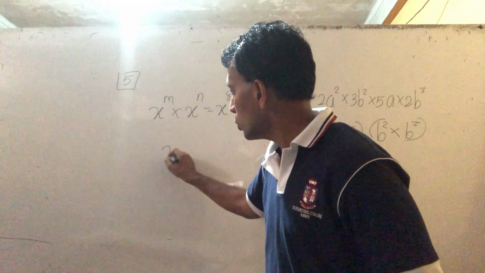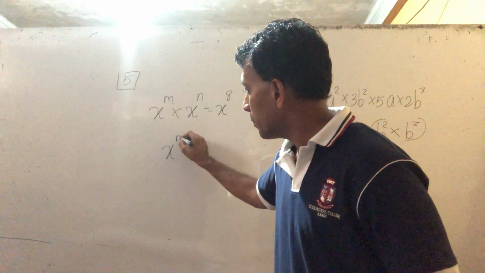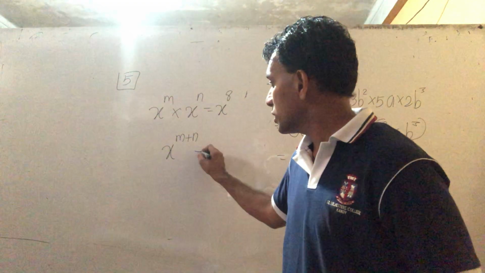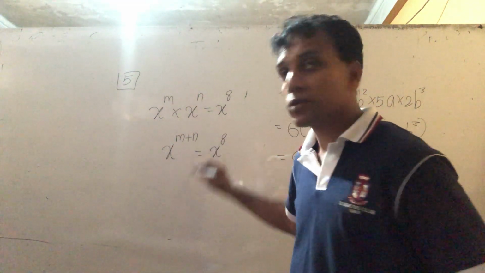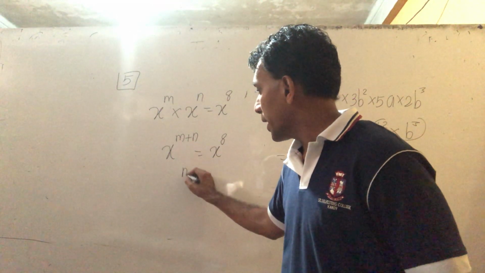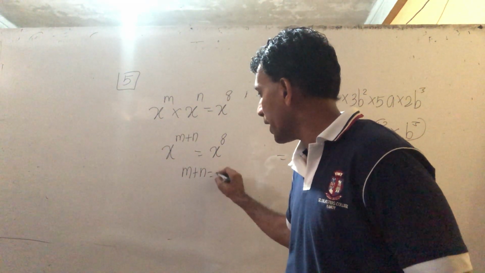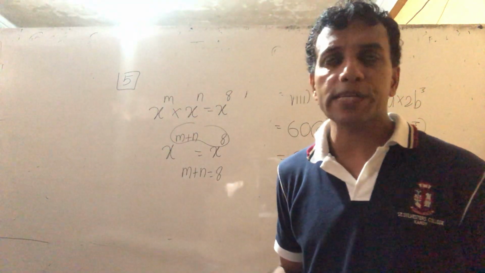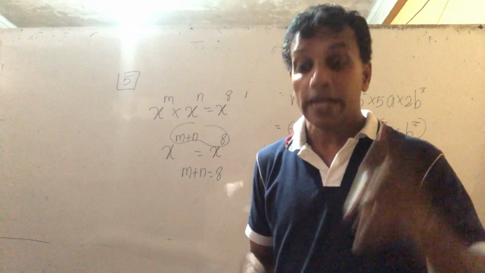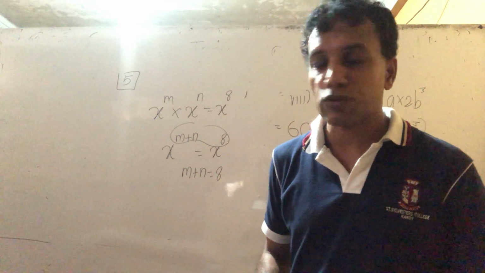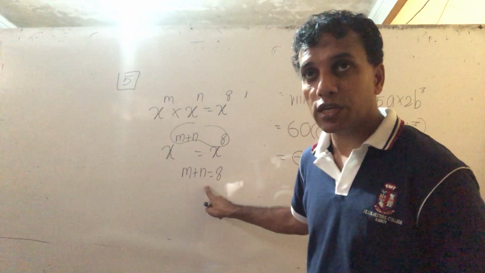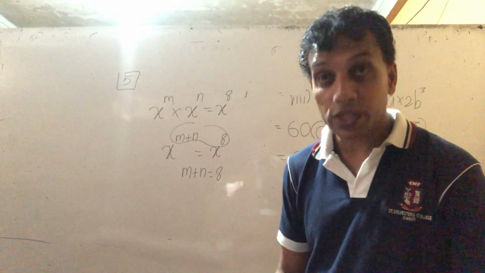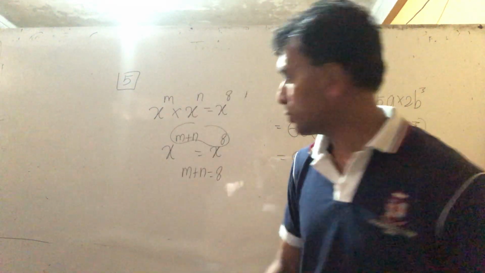So here x to the power m plus n, bases are same, add the power. This is equal to x to the power 8. Therefore m plus n equal to 8. Then you think of two values. What is m? What is n? They gave m is 5, n is 3. So you think, other than that, they ask how many values? Write all such pairs of values. You can write many values.